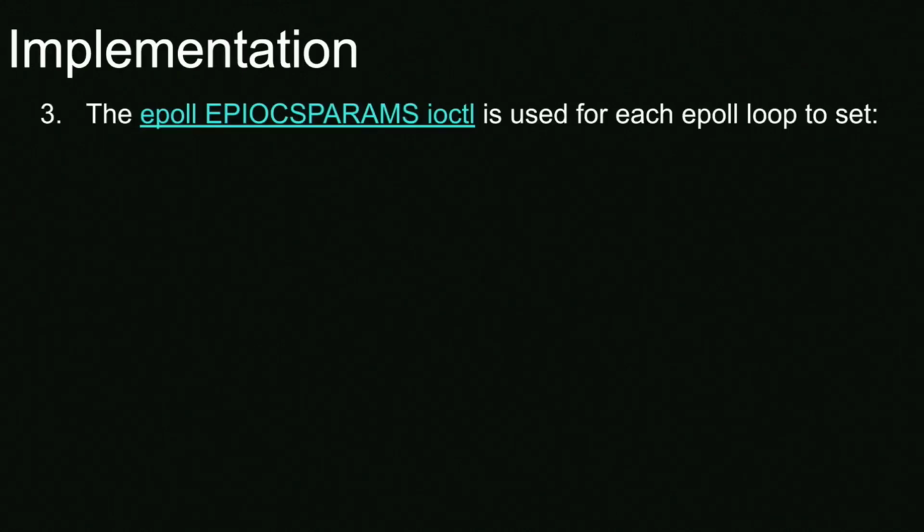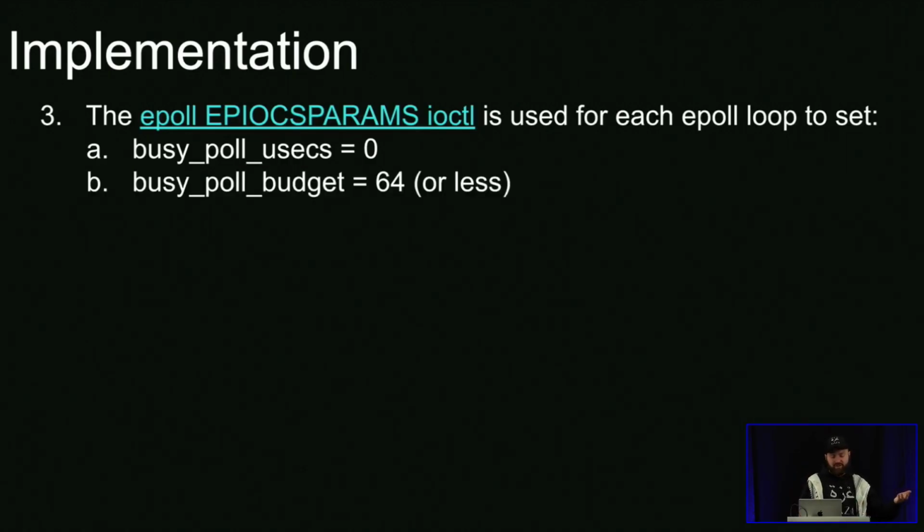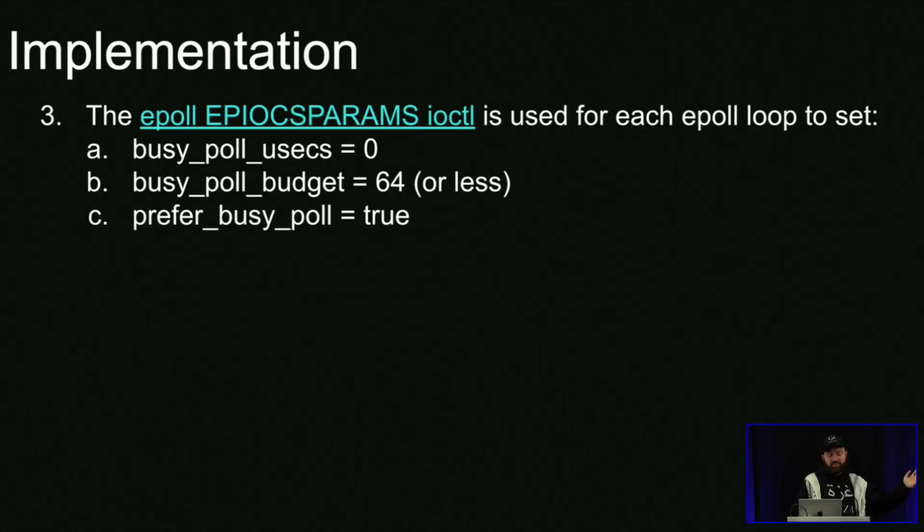And then, once you're distributing the connections, you can use the epoll ioctl to set a couple parameters. You would set the busy poll usecs to 0, which is effectively a non-blocking run through a NAPI loop. So it'll just run NAPI a single time instead of just sitting there calling NAPI poll in a loop in the kernel. You can set the budget to 64 if you want or less, whatever is appropriate for your app. And you set prefer busy poll to true. So you set these settings.